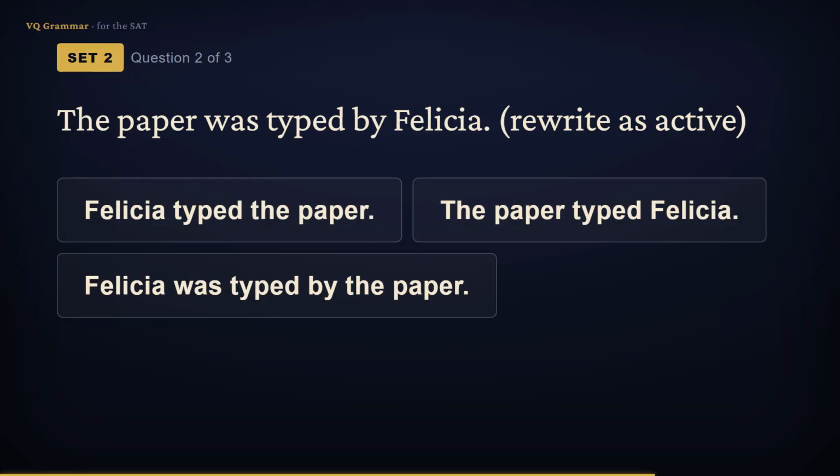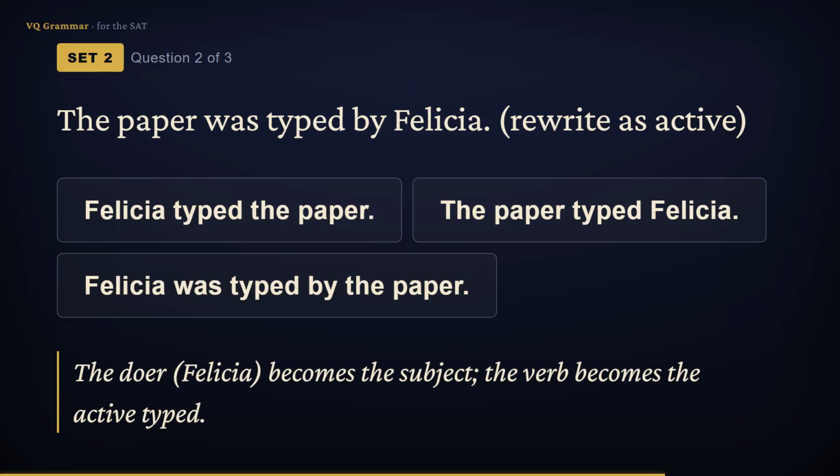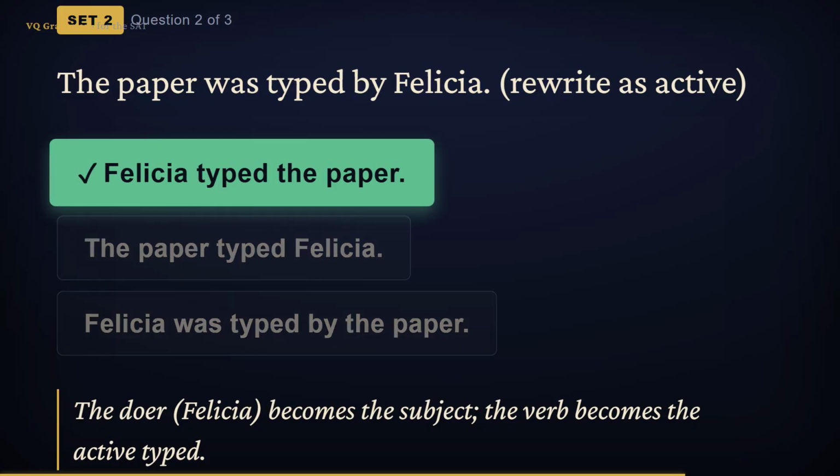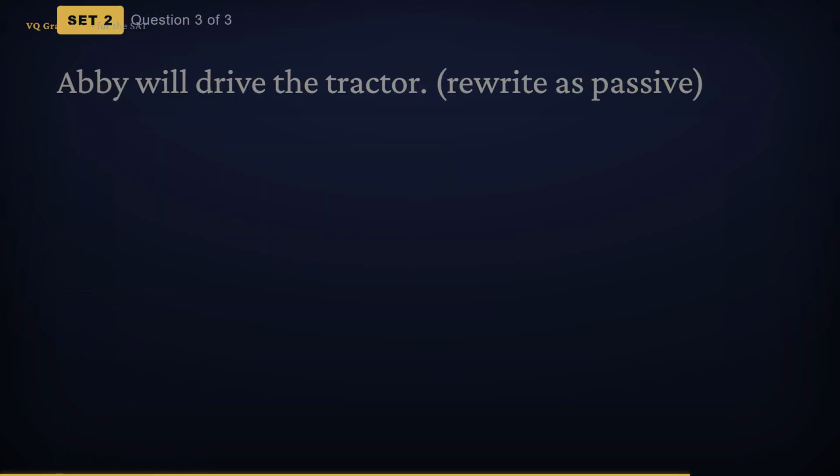Rewrite as active. The paper was typed by Felicia. The doer, Felicia, becomes the subject, and was typed becomes simply typed. So, Felicia typed the paper.